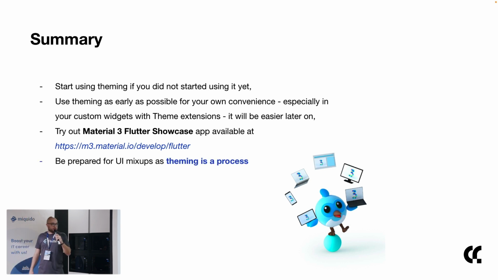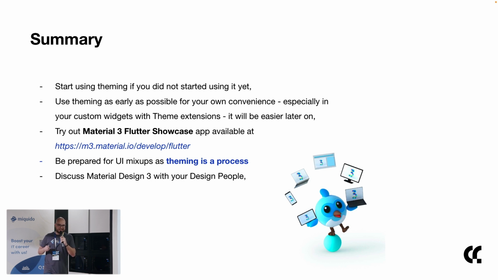Be prepared for UI bugs, as theming is a process, right? As for example with this Cupertino design. Discuss Material Design 3 with your design people, right? This stuff is going to stay with us for the next decade. It's going to deprecate Material 2, and you want to be ahead of your competitors and implement it as soon as possible. And at last, have fun.